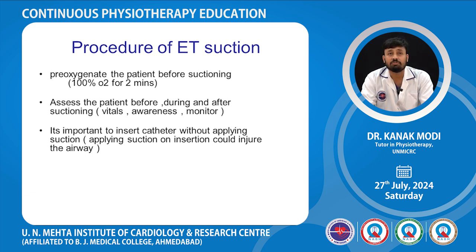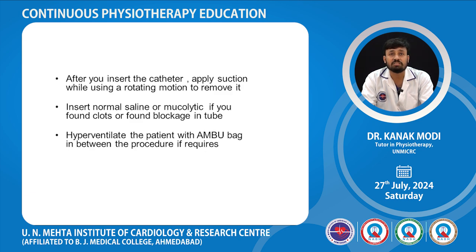Procedure of ET suction. Pre-oxygenate the patient before suctioning, 100% O2 for 2 minutes. Assess the patient before, during and after the suctioning, mainly vitals, awareness and monitors. It's important to insert the catheter without applying suction. Applying suction on insertion could injure the airway. After you insert the catheter, apply suction while using a rotatory motion to remove it. Instill normal saline or mucolytic if you find a clot or blockage in the tube. Hyperventilate the patient with an ambu bag in between the procedure if required.